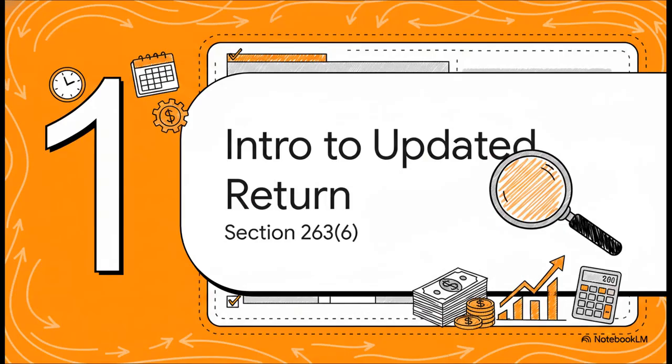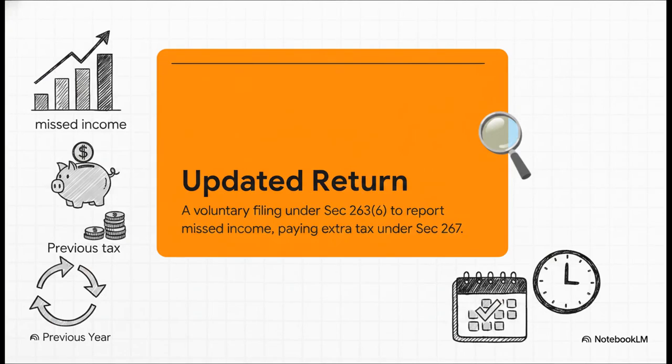All right, Part 1, Introduction to Updated Returns. Under the new Income Tax Act 2025, an updated return is primarily governed by Section 263(6). Think of this as a legal provision that empowers taxpayers to voluntarily furnish an updated return of income. It's an opportunity for self-correction to report that missed or additional income.